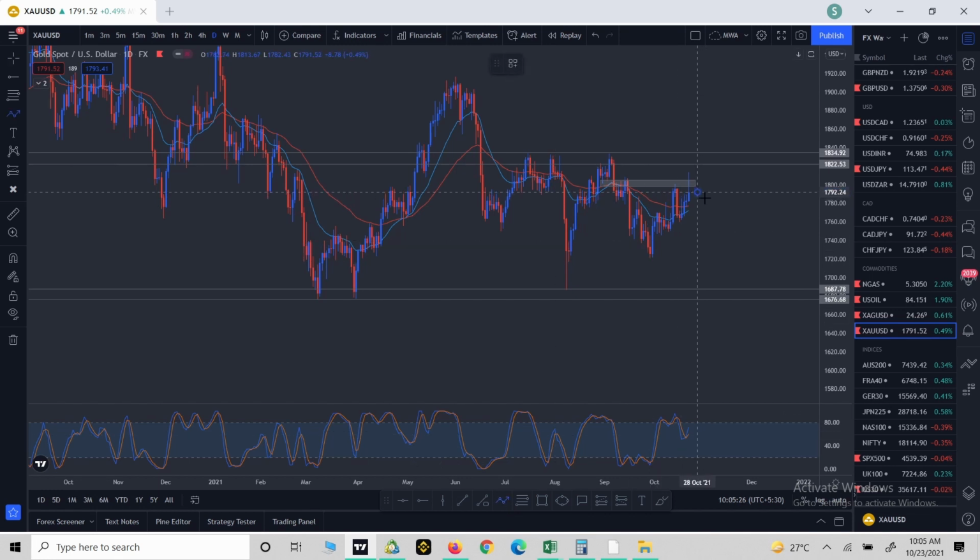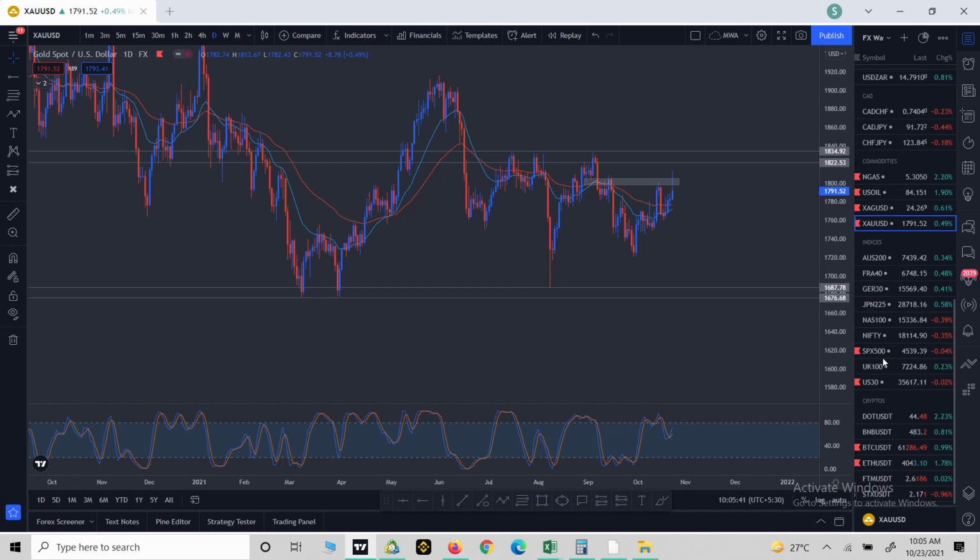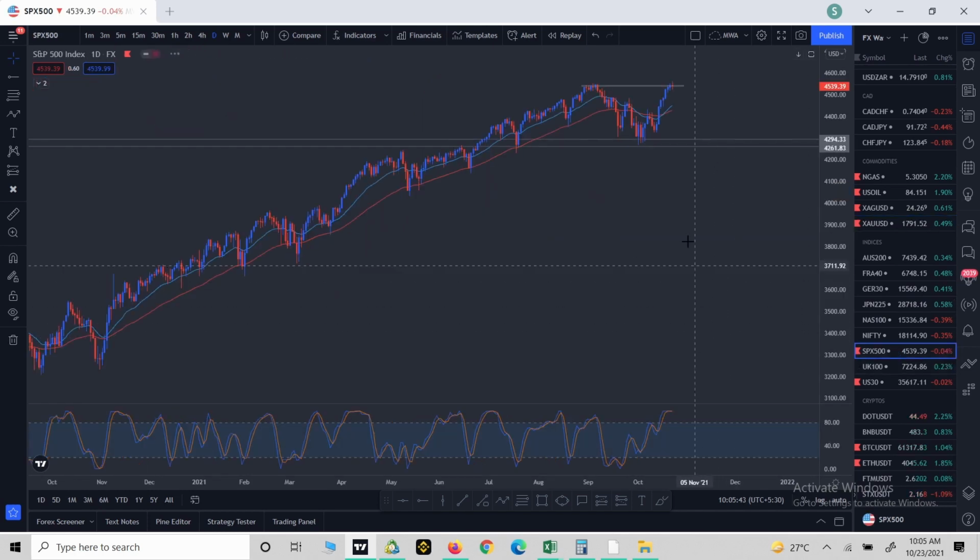Otherwise, I'm going to wait for the price to give us a break and close below these lows, and then I'm going to wait for a pullback into this recent broken zone to look to go short. These are going to be the possible scenarios on the gold on the daily time frame. S&P 500.